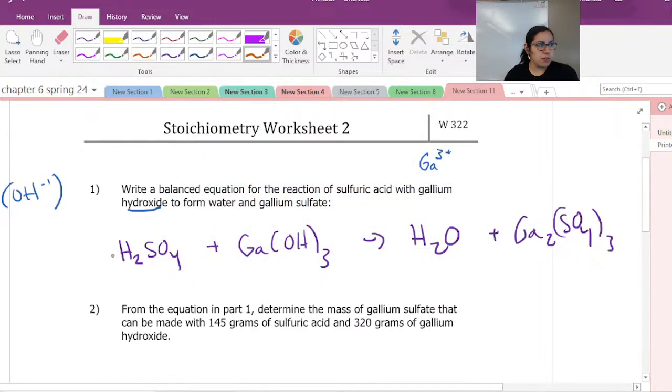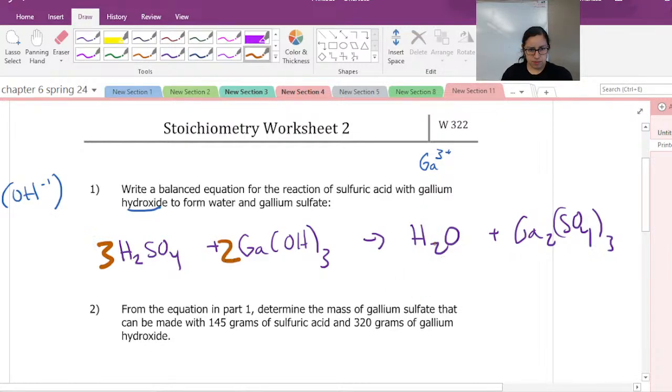What do we get for this one? No guesses? I think we need more than one because we have 3 sulfates over here. So yeah, 3 is a good start. Let's see if that matches. So 3 sulfuric acid. And now let's look at our galliums because we have 2 galliums. So 2, so let's see how that works.